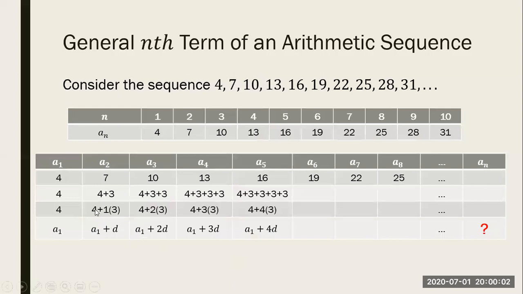Ang 4 natin sa ating equation ay tinatawag natin first term or a sub 1. At ano ba ang tawag natin dito sa 3? Ang 3 natin ay ang common difference. Diba? So, paano nakuha natin ito, yung second term? 4 plus 3 meaning the first term plus the common difference. Okay? Next, the third term.